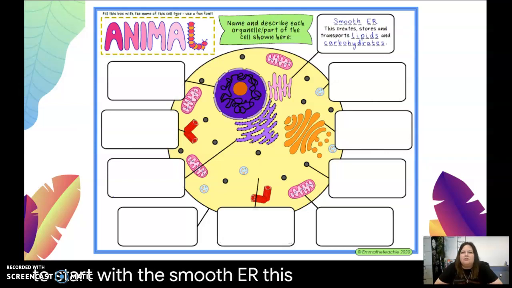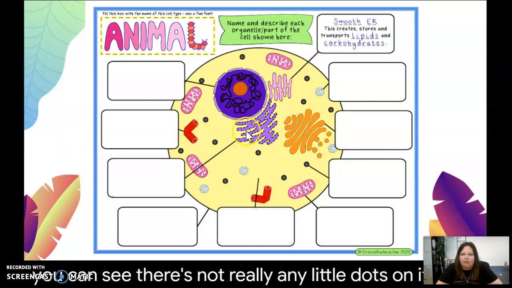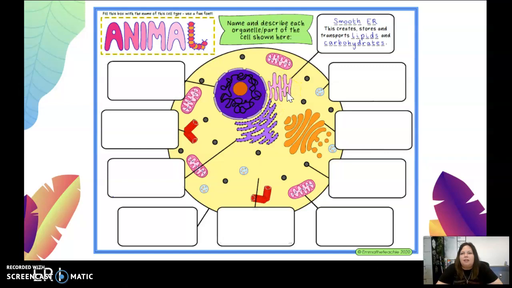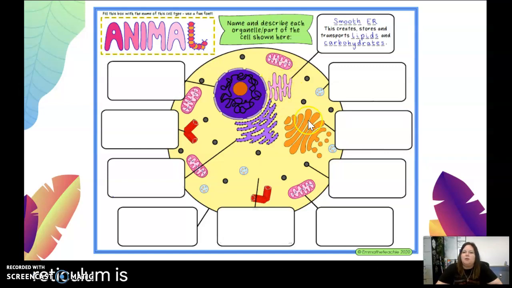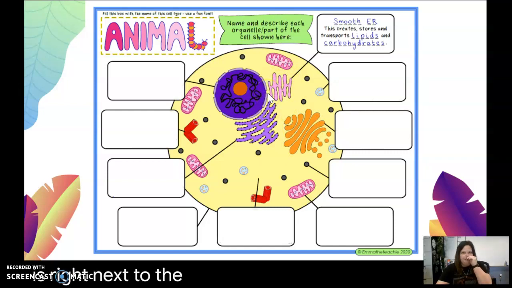This creates, stores, and transports lipids and carbohydrates, okay? It is smooth. You can see there's not really any little dots on it like on the purple one here, so that is why it is the smooth ER. I remember the ER, which stands for endoplasmic reticulum, is this one and not this one because the ER is right next to the nucleus.